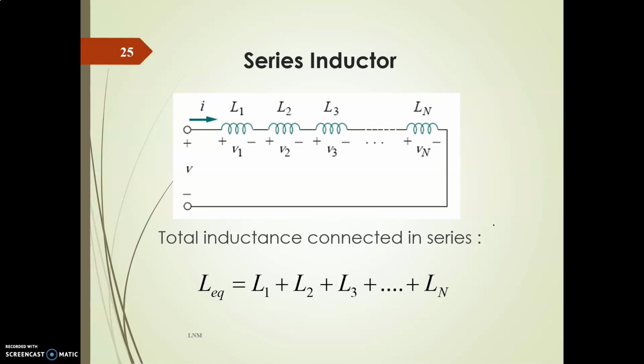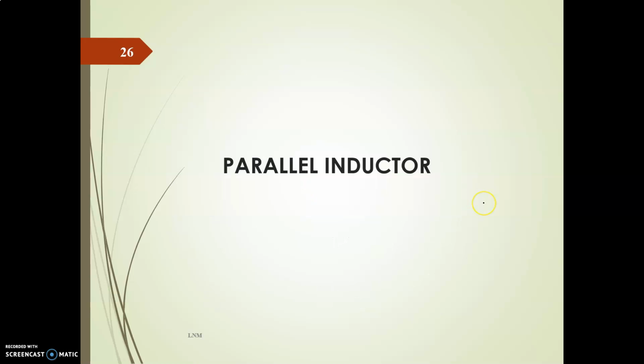For series inductance, we apply the same as resistance. How do you calculate the resistance? Same as inductance. For example, here L1, L2, L3 until Ln are all in series, so add up as usual. L equivalent equals L1 plus L2 plus L3 plus Ln. So remember, for a series connection, only a single node is shared together.